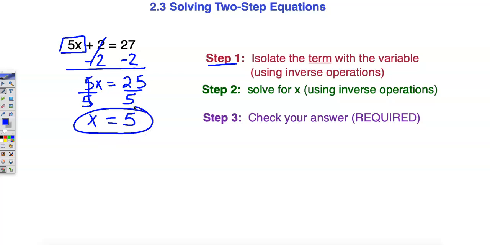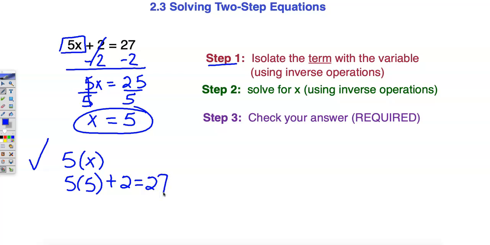The next thing we're going to do is check that answer and make sure it's correct. So we're going to substitute x equals 5 into the original problem. So in here for x, we're going to go ahead and put 5. And then we have plus 2 equals 27. Now, if this is the correct solution for x, these two sides should balance out. So 25 plus 2 is 27. And yes, they do indeed equal one another. So we know our answer is probably correct.